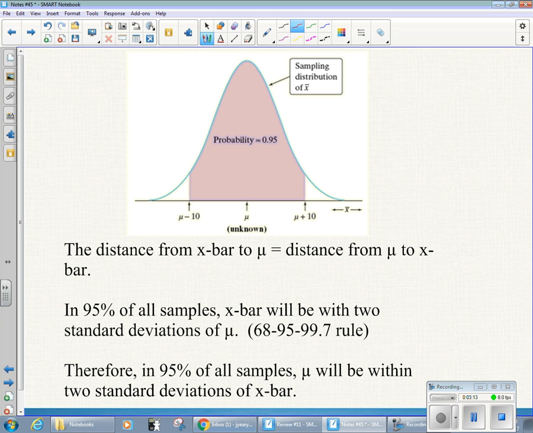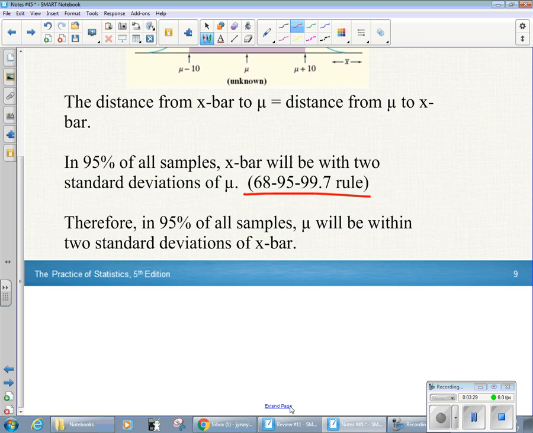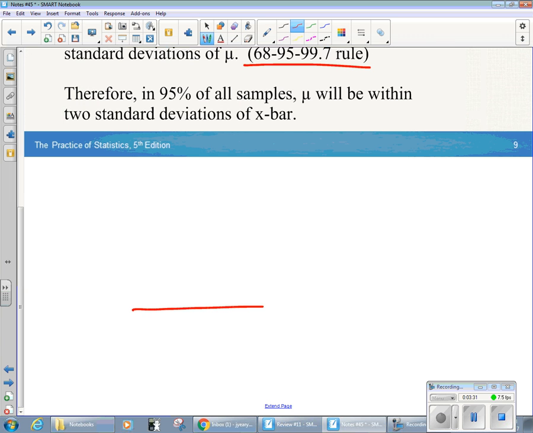The distance from x bar to mu is the distance from... I don't know what I'm trying to say there. We are going to use this rule, so to refresh you on what we saw, 68, 95, 99.7. It was a little bit on your review sheet for chapter 7, so let me just draw you a picture to help you refresh that rule in your mind.